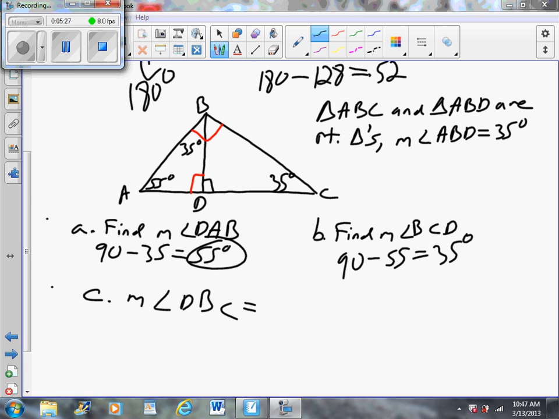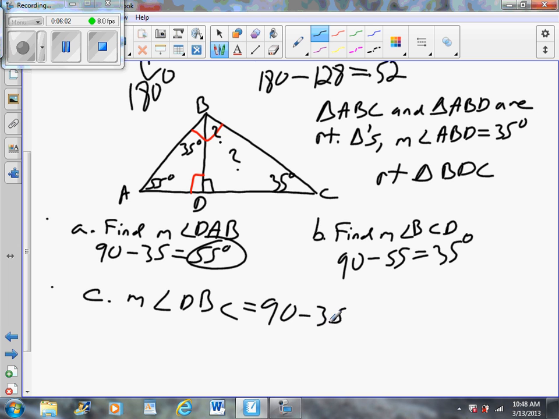Now we're thinking of the right triangle just on this side, right triangle BDC. Now, what is the measure of angle DBC? It's this one right here. That angle. What is it going to measure? If this is 35, you're going to say 90 minus 35. So it's equal to 90 minus 35, which again is going to be a 55-degree angle. Okay?